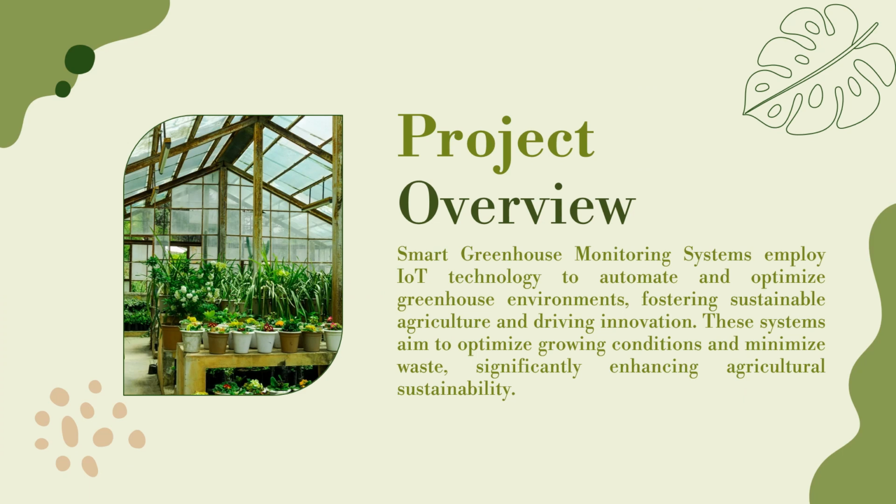First of all is my project overview. Smart greenhouse monitoring system employs IoT technology to automate and optimize greenhouse environments, fostering sustainable agriculture and driving innovation. These systems aim to optimize growing conditions and minimize waste, significantly enhancing agricultural sustainability.